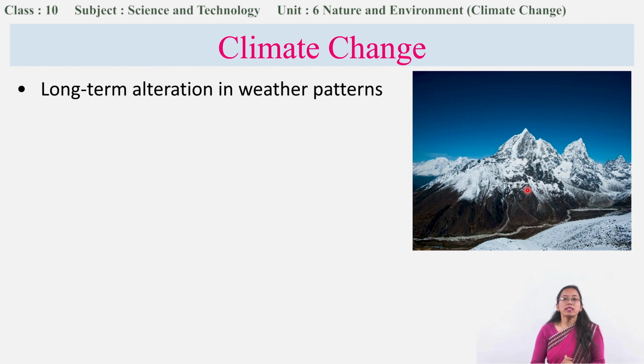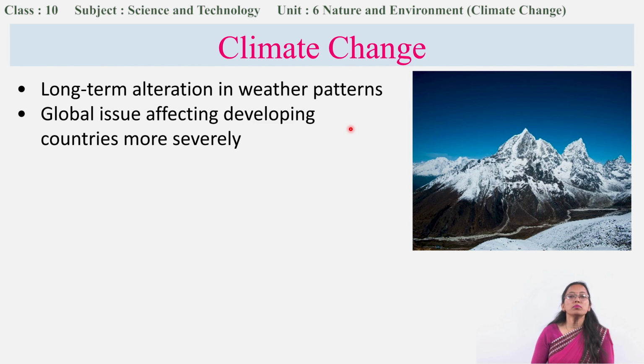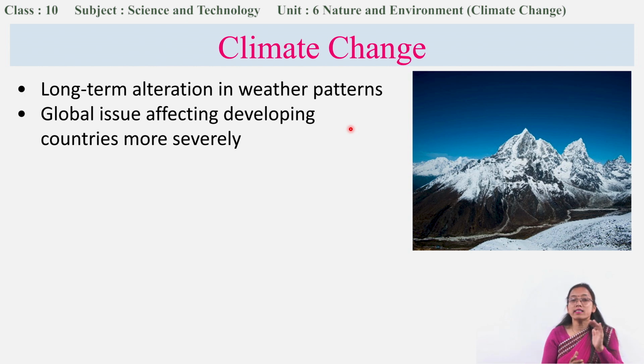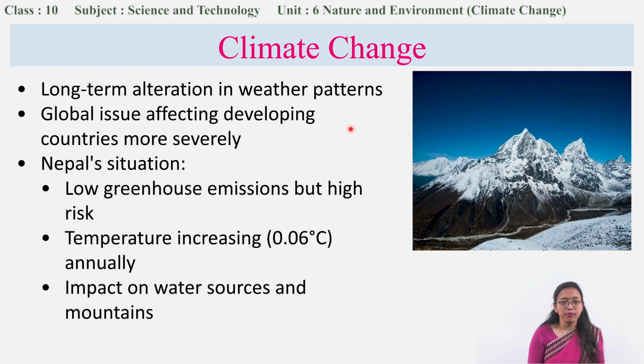What is climate change? How can we define climate change? Long-term alteration in weather patterns. It is nothing but climate change. It is a global issue affecting developing countries more severely. If we see at a global level, it seems that in the developing countries, its effect is more severe than in the developed countries.